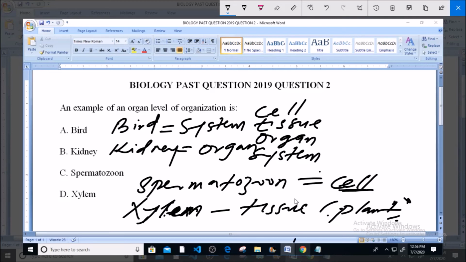Now, from this simple explanation, you agree with me that our answer here is option B, kidney. Kidney is the only organ amongst the options.